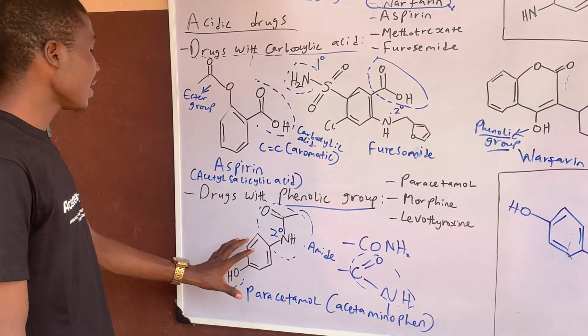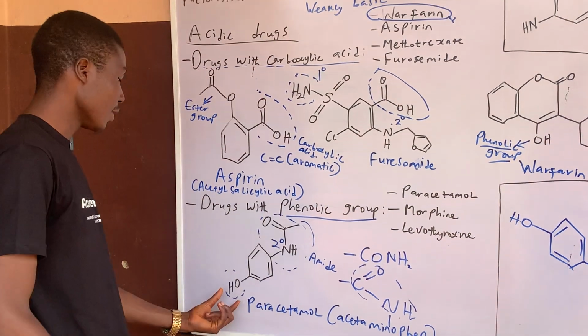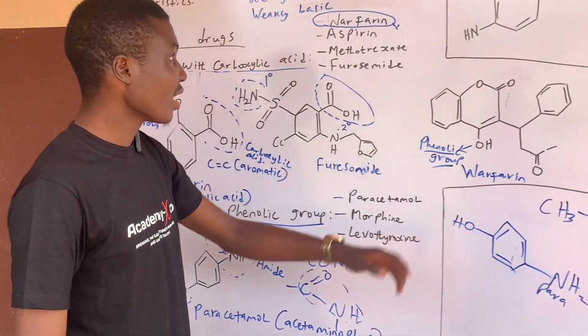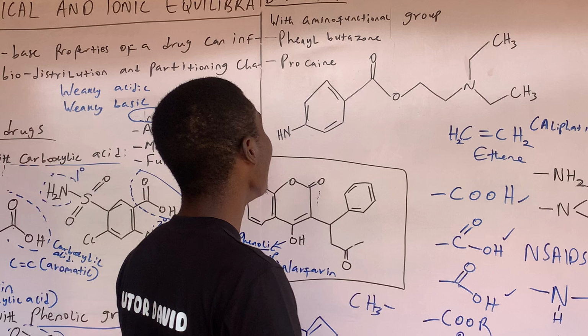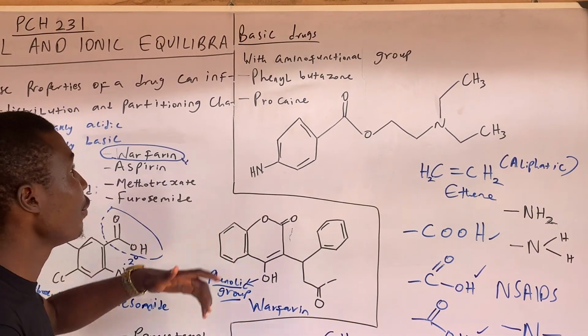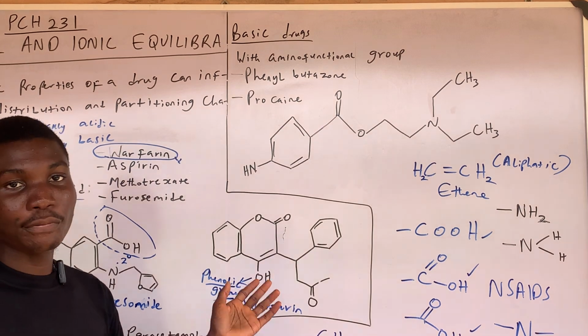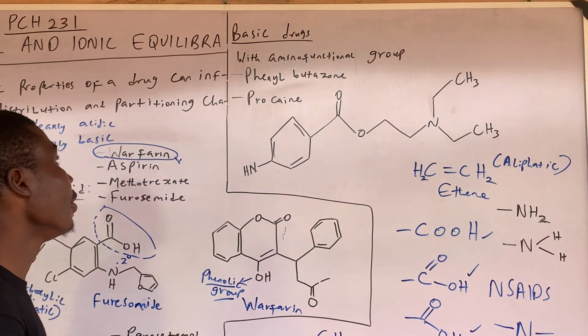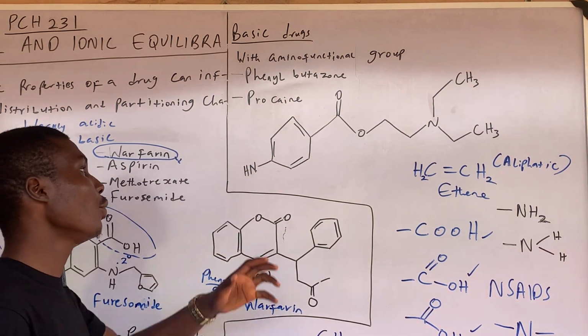All right, so that is basically it, and what confers the acidic properties on it is the OH group, just like the warfarin. So let's now go back to the basic drugs. Usually many of them will have the amino functional group. There are other things that can be visible in basic drugs, but one example we have is phenylbutazone.